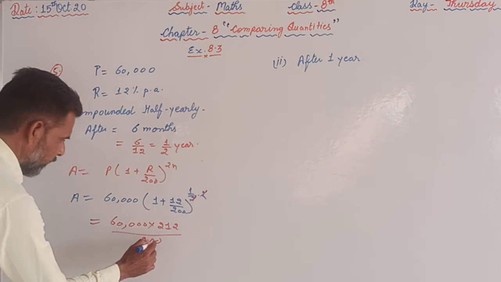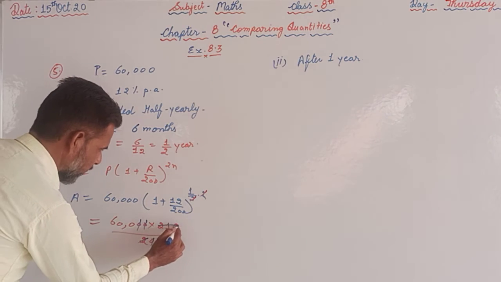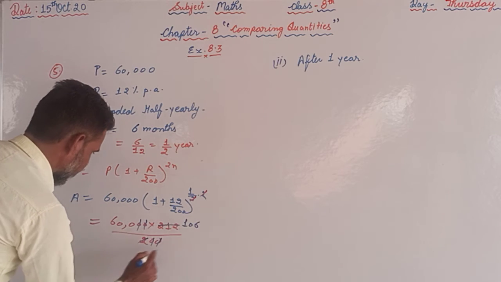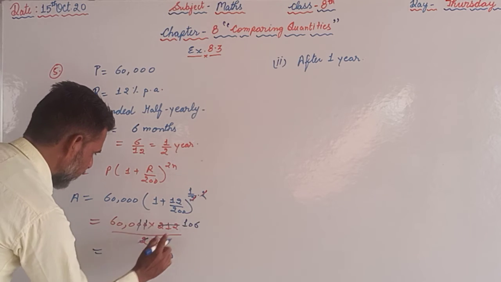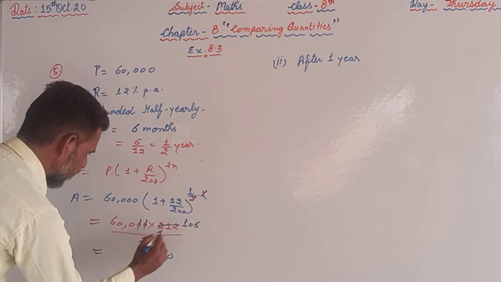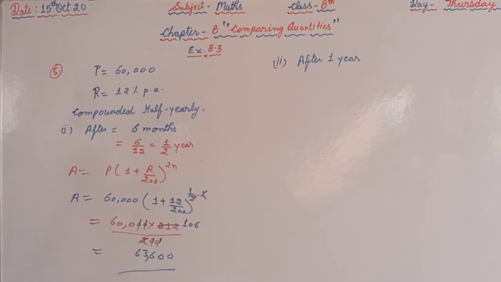So that will cancel out 0, and that will cancel out 106, and if we multiply, how many zeros are there? 2 zeros are there. 6 sixes are 36 and 6 ones are 6, and the amount will be 63,600 if the time period is 6 months.